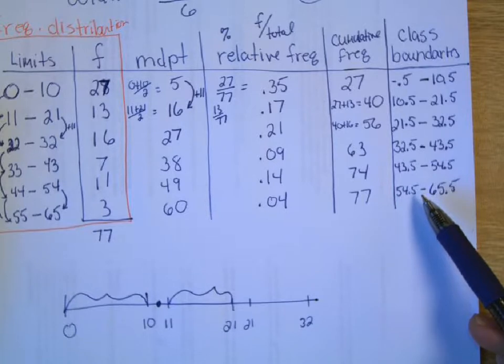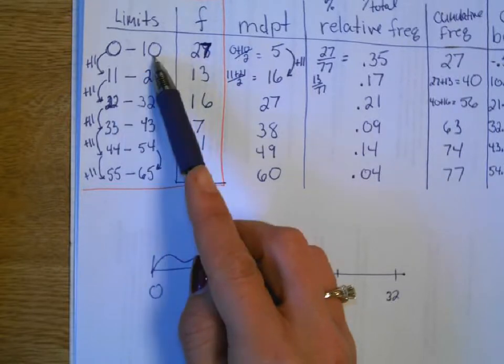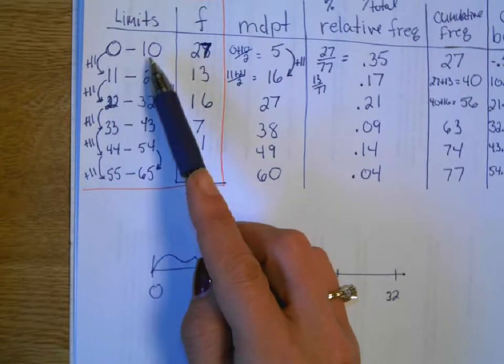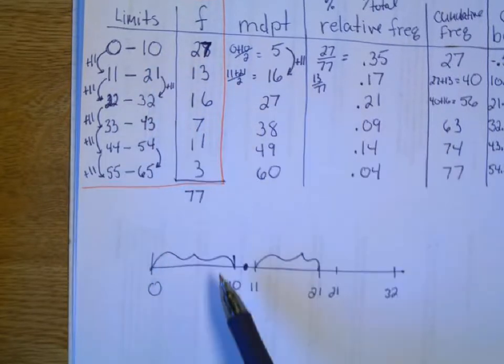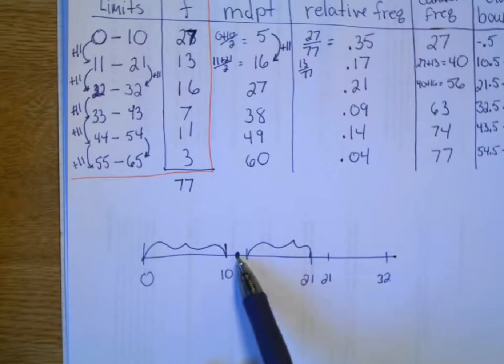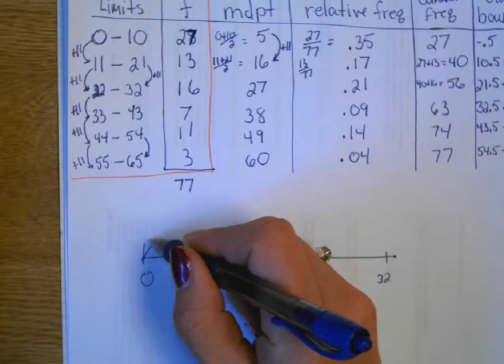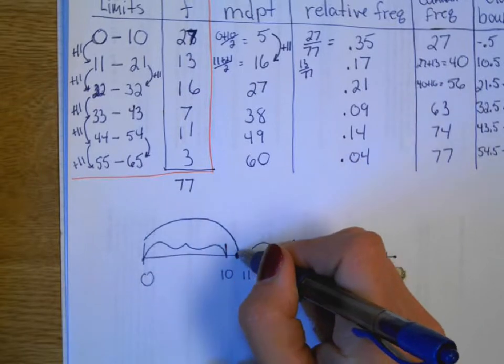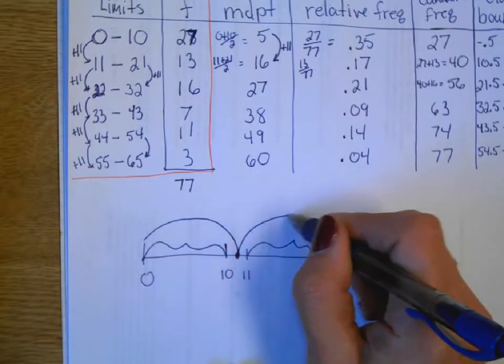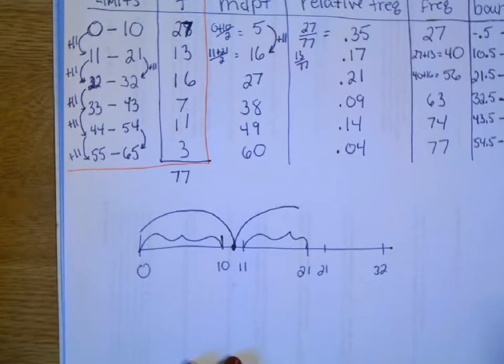Where did this 10.5 come from? I needed to close the gap from the 10 to the 11 between these two classes. So I had to go halfway between them and have this one go out to 10 and a half and this one back up to 10 and a half. So now the first class ends where the second class begins. You want to close the gap between them.